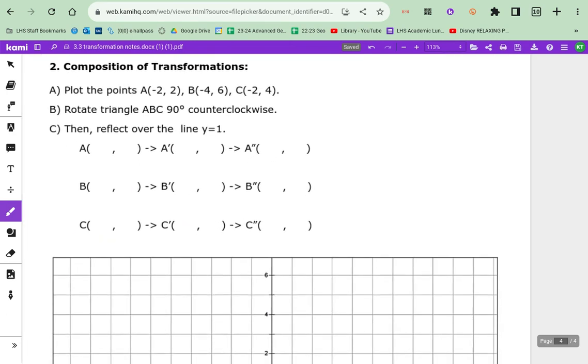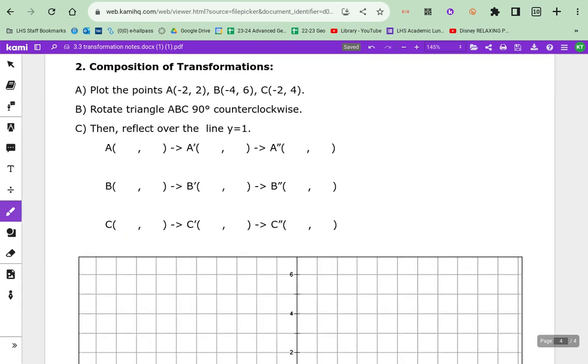All right, so last one. This is called a composition of transformations. It's like the other one, it's just we're going to do this one ourselves. So we're first just going to plot these points, and then we'll apply 2 transformations to it.